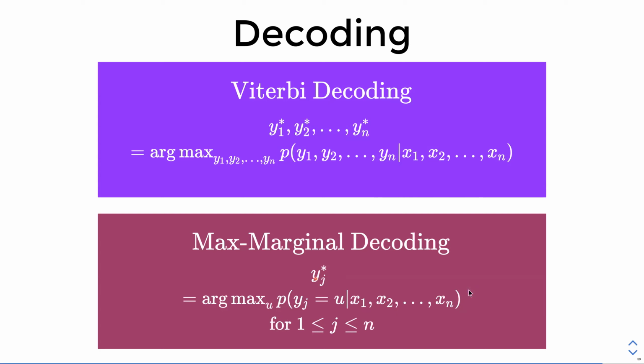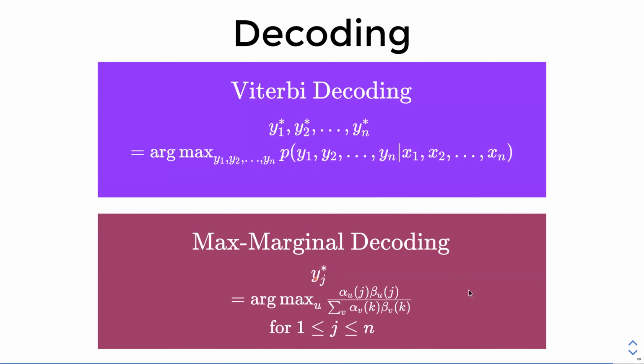How do we rewrite this conditional probability? If you go back and refer to the slides, you should be able to rewrite it in terms of alpha and beta. Then you quickly realize that this term has nothing to do with u, and we are doing argmax, so we can remove it. So our problem becomes something like this.